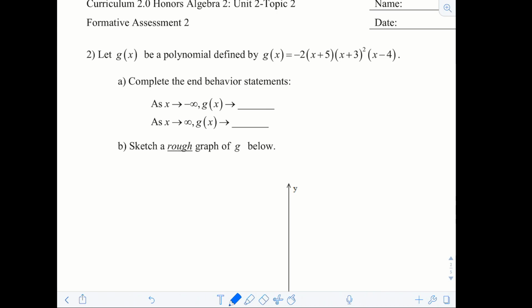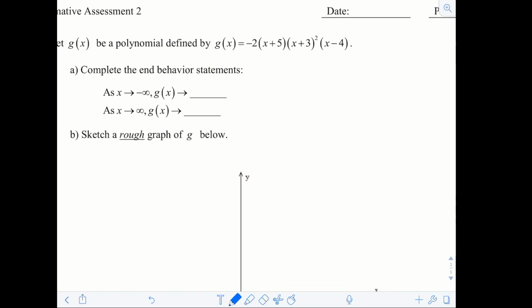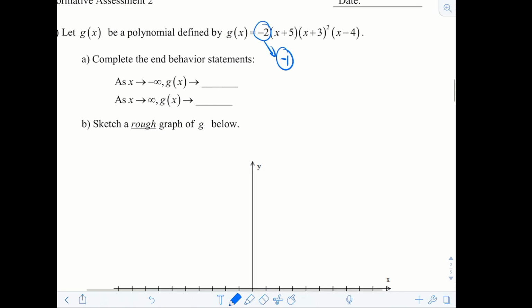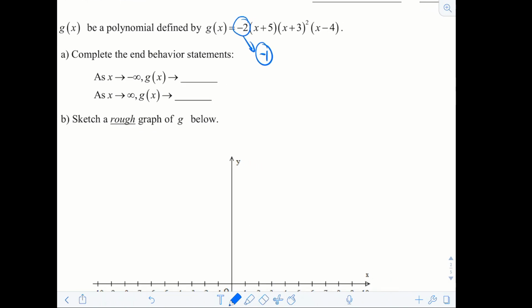So it says let g of x be a polynomial defined by g of x is equal to negative 2 (x plus 5)(x plus 3) to the second power (x minus 4). So the first thing I'm going to do here is focus on the end behavior. More specifically, since it is negative, that's going to play an important role in determining the end behavior for this polynomial. The next thing I'm going to do is figure out the degree for this by also writing down the roots.